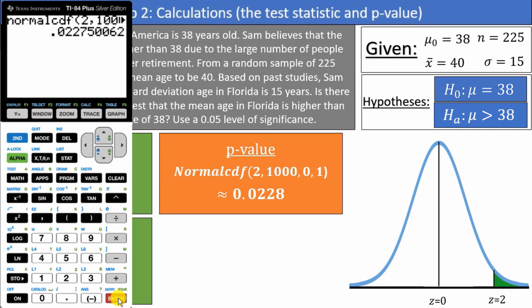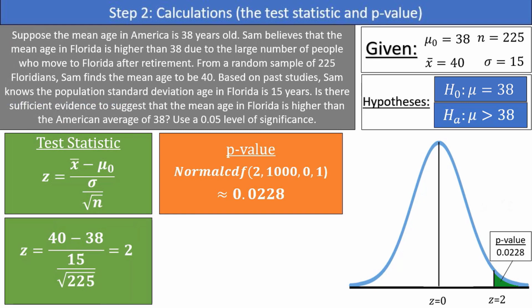This is the area in the right tail of the distribution, and is the probability of sampling a sample mean of 40 or greater, assuming that the null hypothesis is true. Step 3. Decision and conclusion.